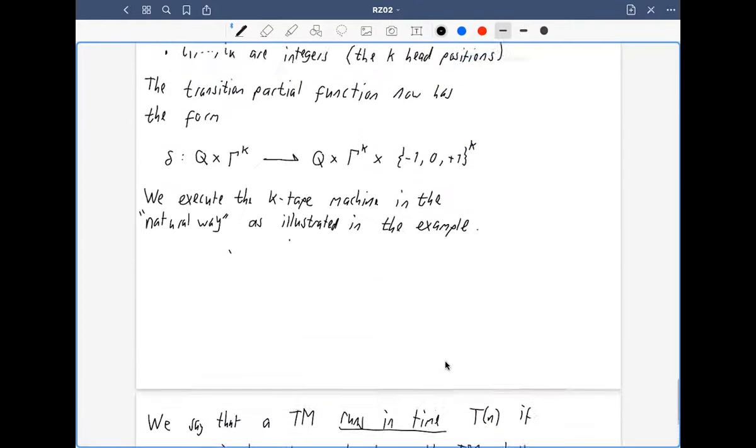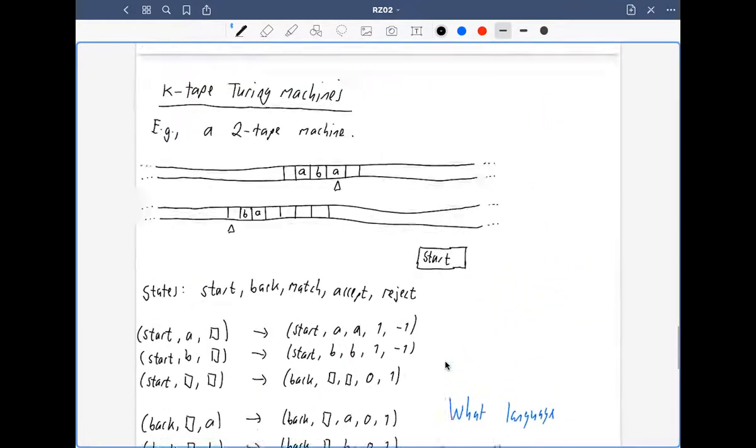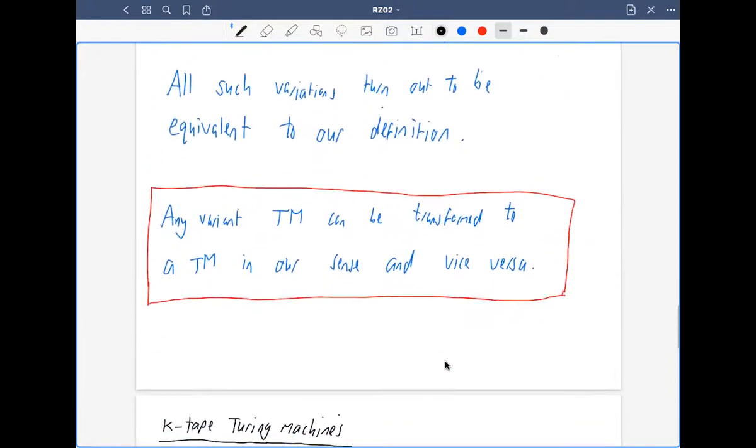So I should just add that to where we talked about it. Moreover, such translations involve only polynomial factors in change of runtime.